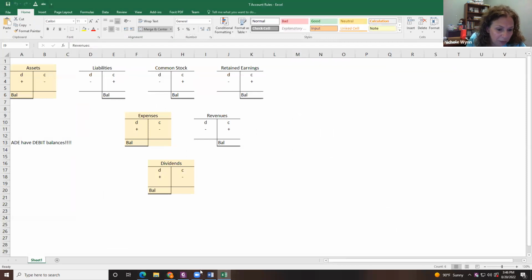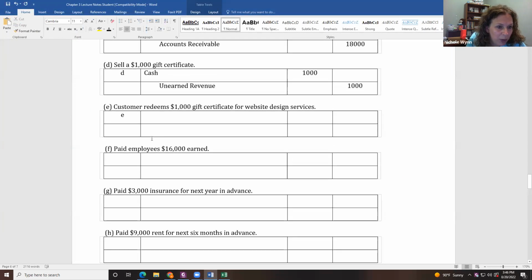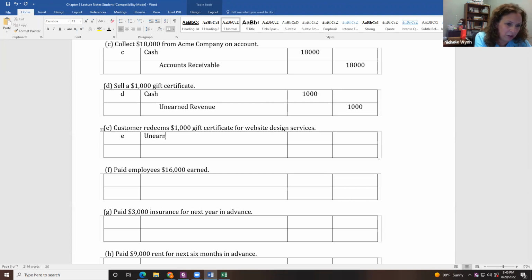So what we're going to do, oops, sorry about that, is we are going to debit unearned. And we will credit revenue. So now we have earned that revenue. So just like in transactions A and B, when we earned revenue, we've now provided the service and now we have earned it. Okay. So that's the weirdest transaction in this particular chapter. We won't see it a lot until chapter 4, but we will do that transaction quite a bit in chapter 4. Letter F, we're going to pay our employees $16,000.